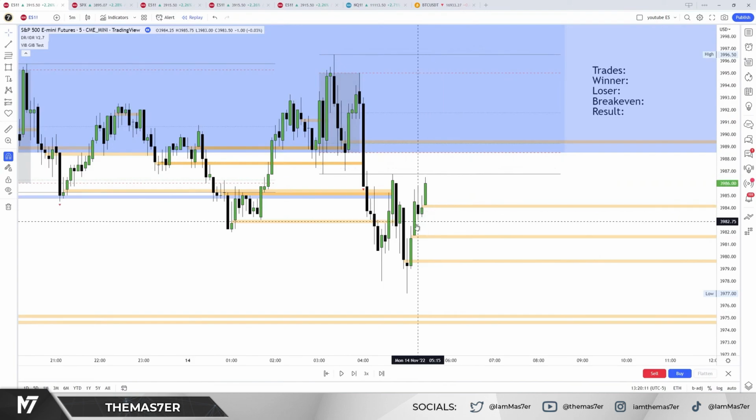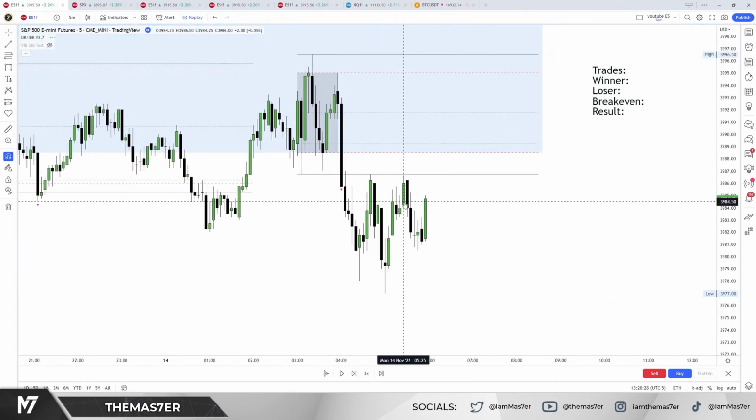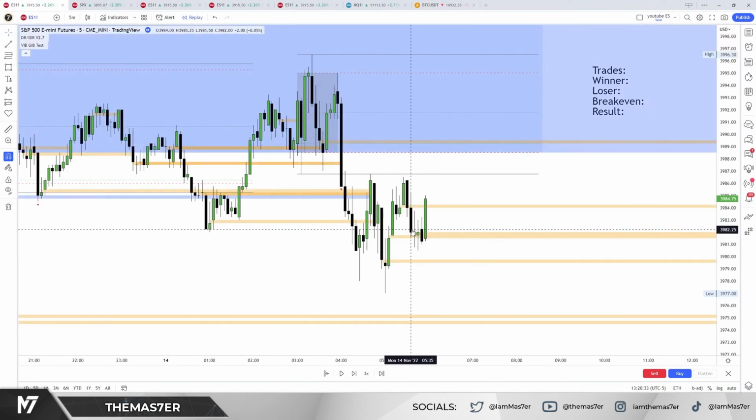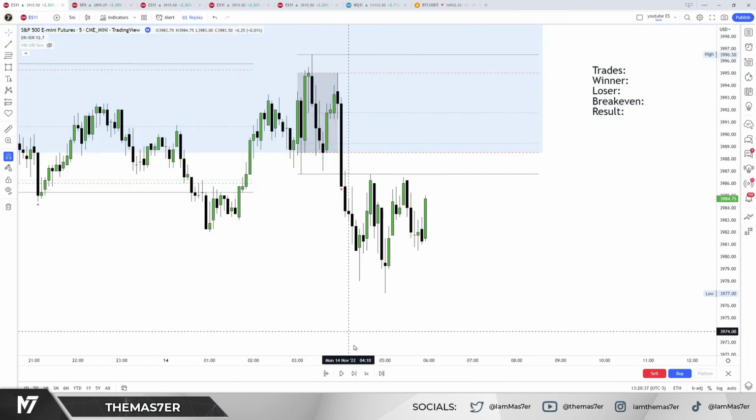So this two volume imbalance will tell you that price at least wants to go down and close these two volume imbalances. So as we see, we get the volume imbalances filled. So both of them are touched. Here we have a second one and price turns around again.